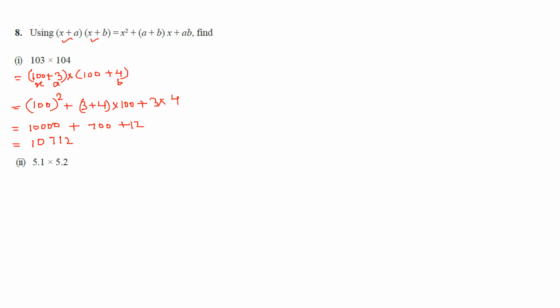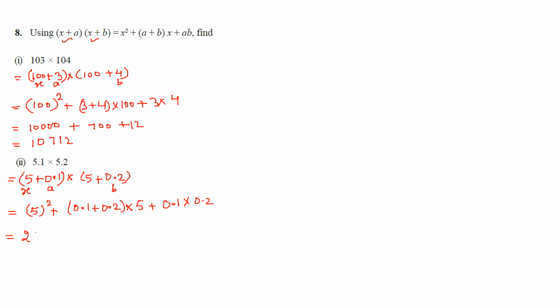Second one, 5.1 × 5.2. So now 5.1 you can write as 5 + 0.1 and 5.2 as 5 + 0.2. Now if you compare with the given identity, your x is 5, a is 0.1 and b is 0.2. So x² is 5², plus (a + b) times x, where x is 5, plus 0.1 into 0.2.